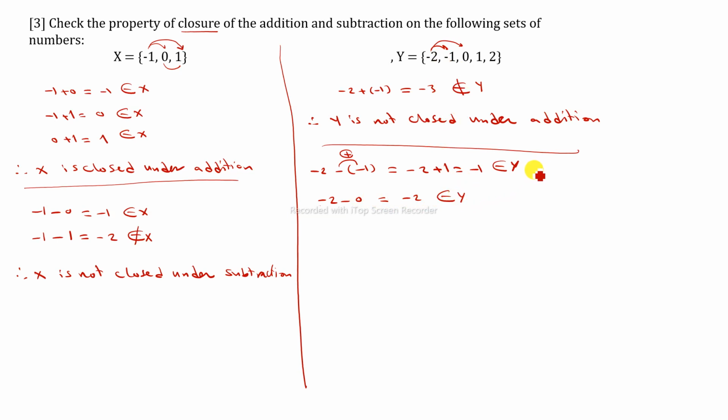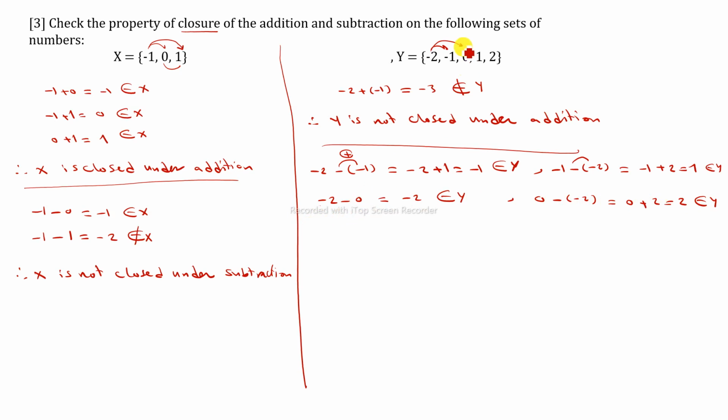طبعا برضه نجرب الكوميوتيتيف. هنا عملنا negative 2 minus negative 1، تعالى نعمل negative 1 minus negative 2. أنا negative 1 minus minus يعني plus 2 is equal to 1. هنا negative 2 minus 0، هنعمل 0 minus negative 2، that means 0 plus 2 is equal to 2. ده belongs to set y.